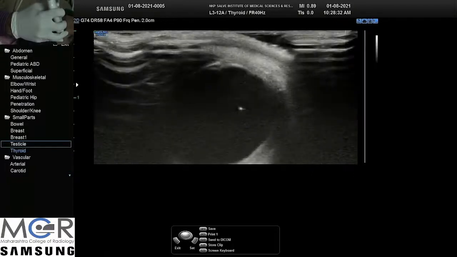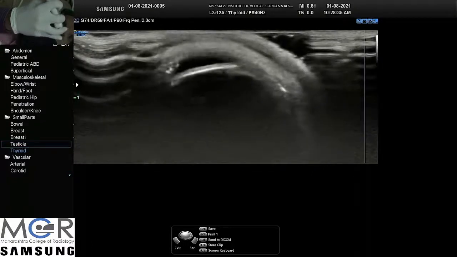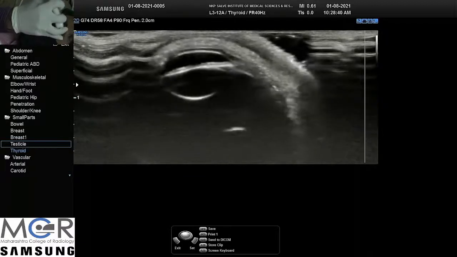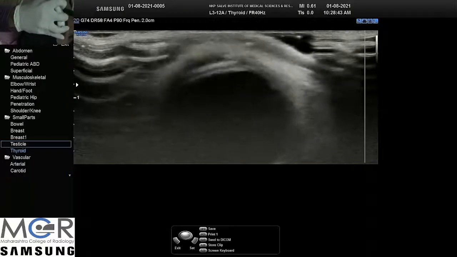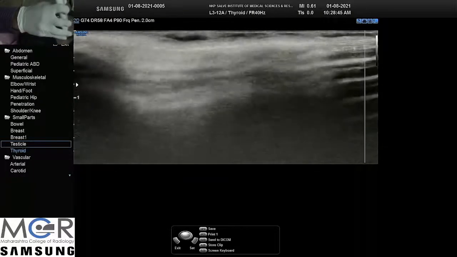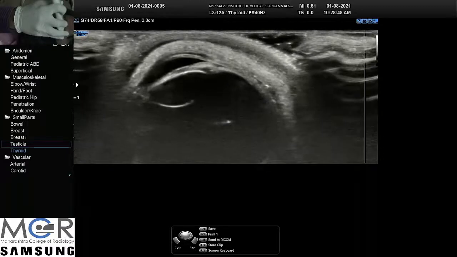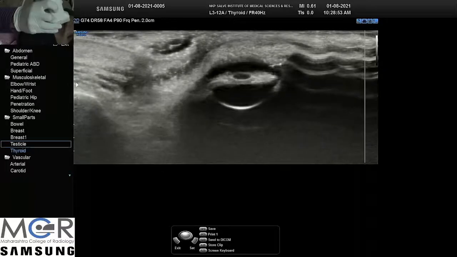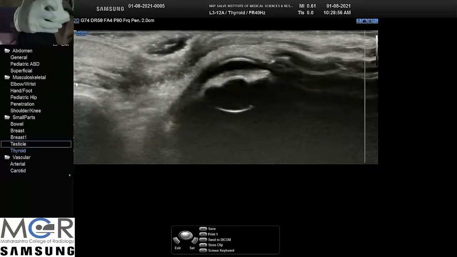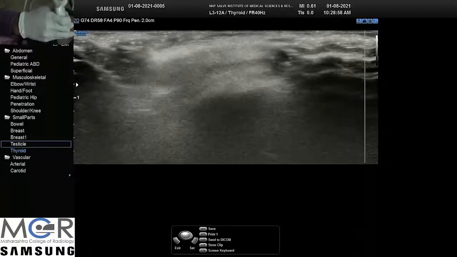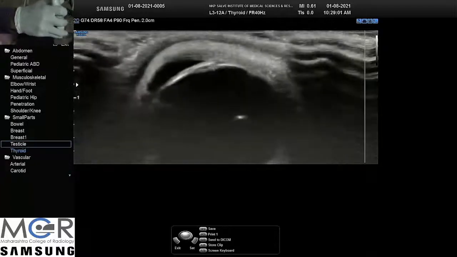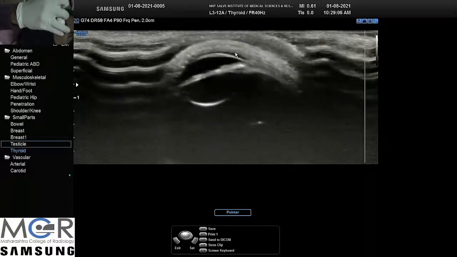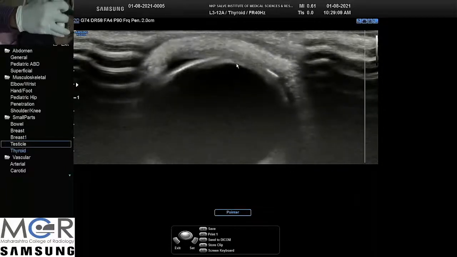So we'll begin our examination from the anterior chamber. It is apparently normal, iris, pupil. We'll see in the other plane. The cornea is normal. This is the cornea, iris, ciliary body.